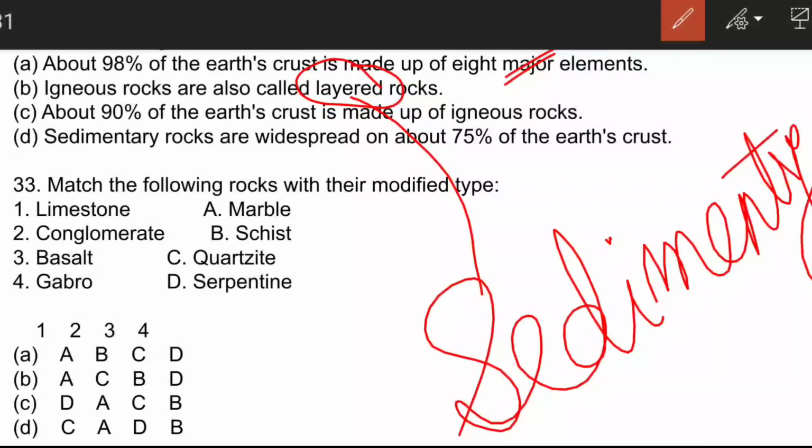The next question is, you have to match the following rocks with the modified form. Limestone is marble. Conglomerate is quartz. Basalt is schist, and gabbro is serpentine. So here B will be the correct answer. So let's move to the next question.